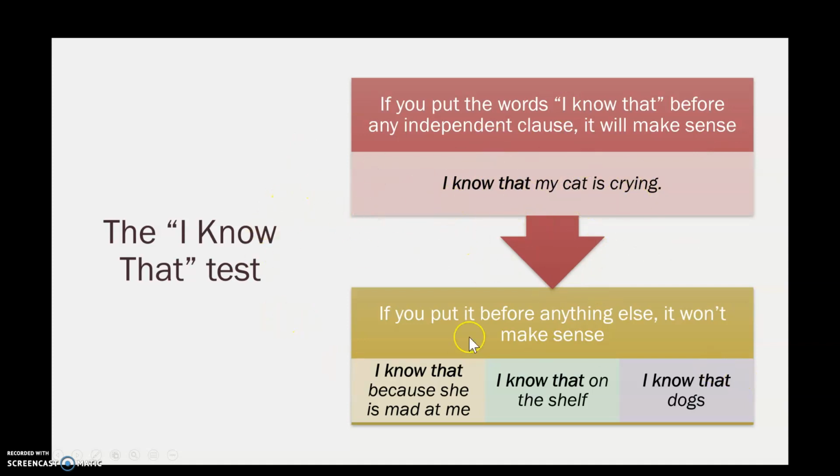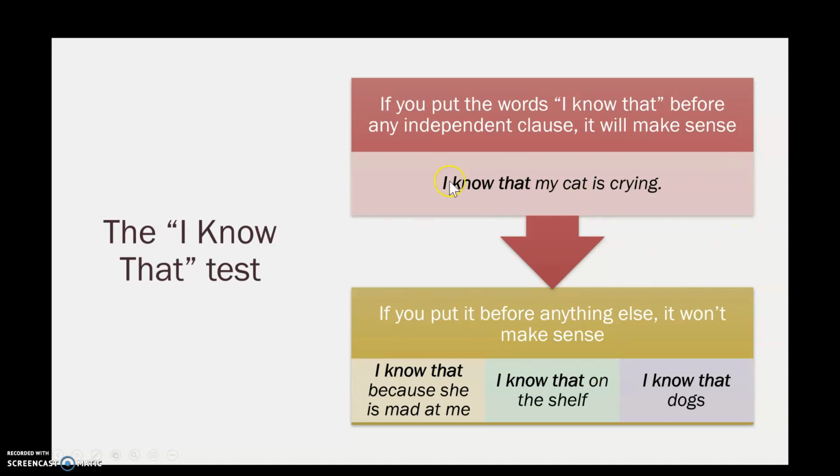If you put it before anything else, it won't make sense. "I know that because she is mad at me." Well, I don't know who's mad at me in this sentence. I don't know why they're mad at me. I don't know what they're doing. So we're really missing a lot of information here. "I know that on the shelf." I don't know who is on the shelf or what it's doing there, so that doesn't make sense. "I know that dogs." Dogs what?